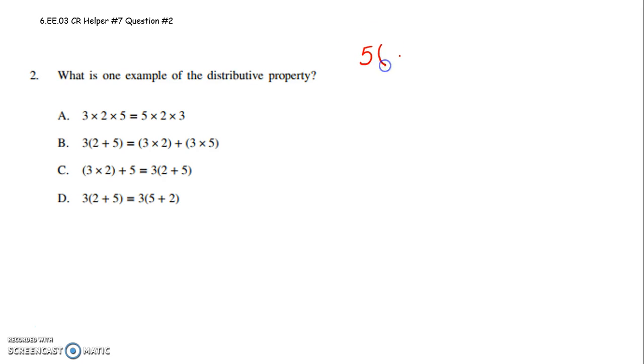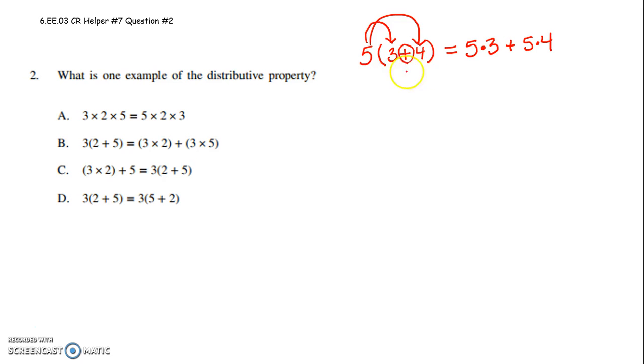Like if you had 5 and then in parentheses 3 plus 4. The distributive property says take the number outside the set of parentheses and multiply it through to each number within. So instead of 5 times the quantity 3 plus 4, it would be 5 times 3, keep this addition sign, plus, and then 5 times 4. That is your distributive property. You take the number out in front of the set of parentheses and multiply it to each term within.